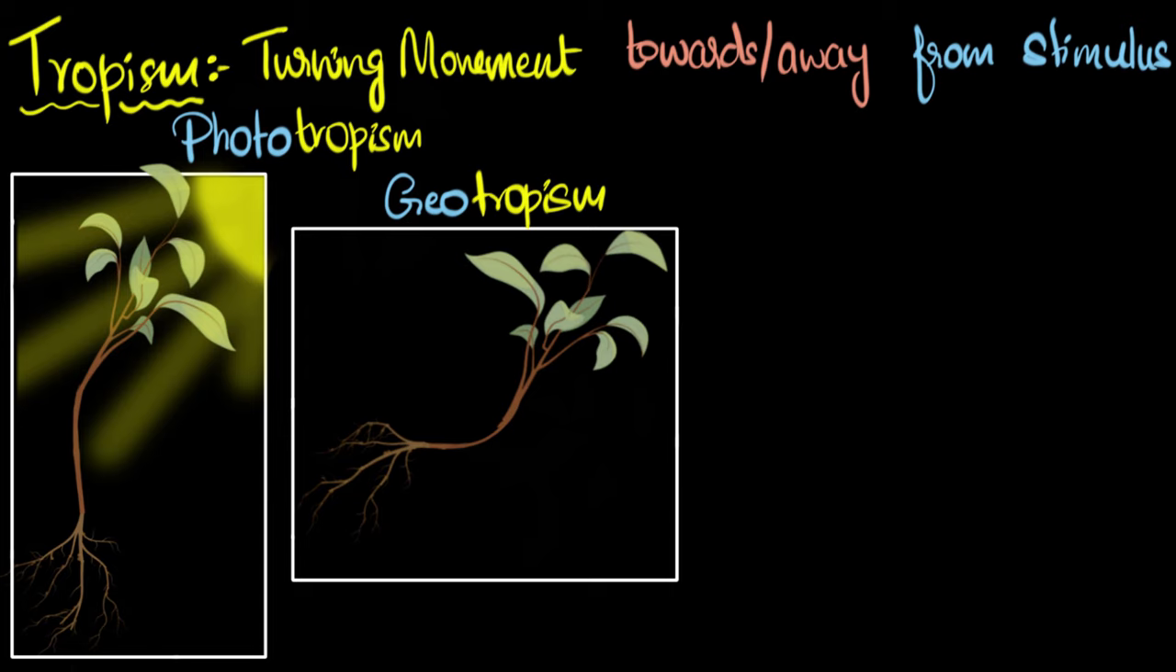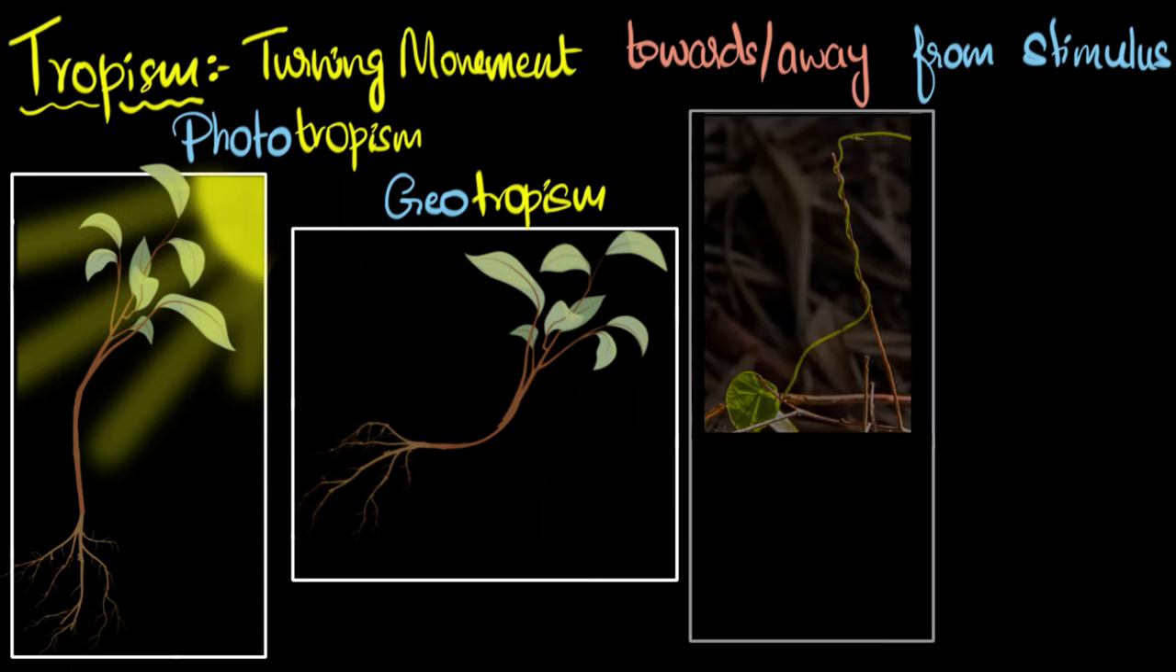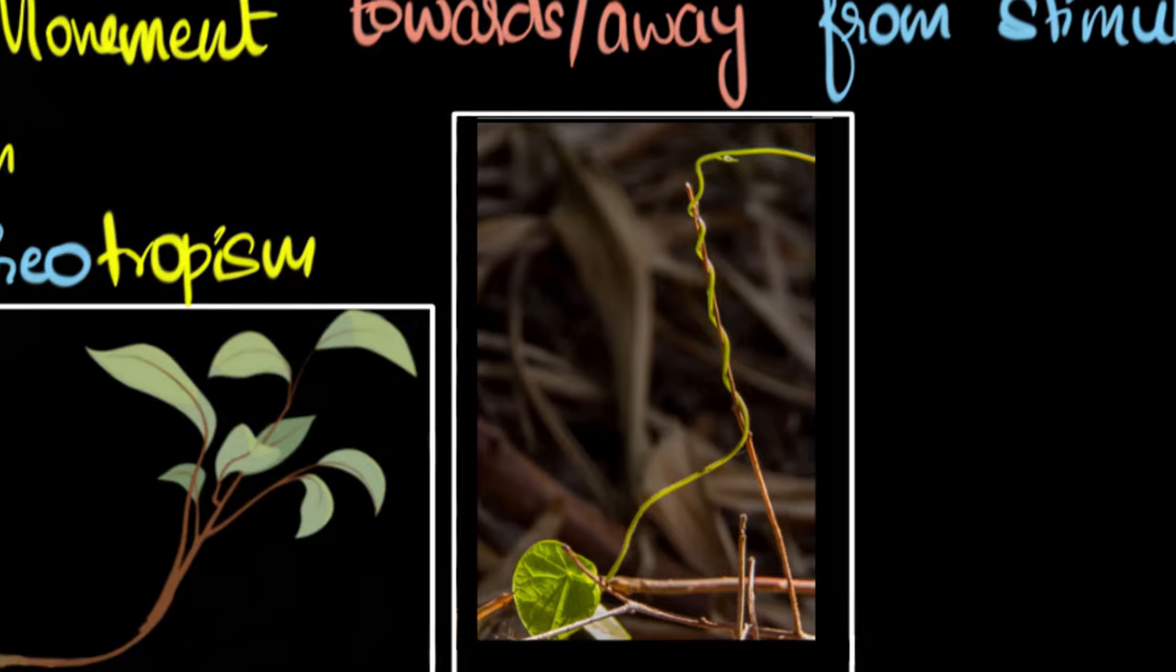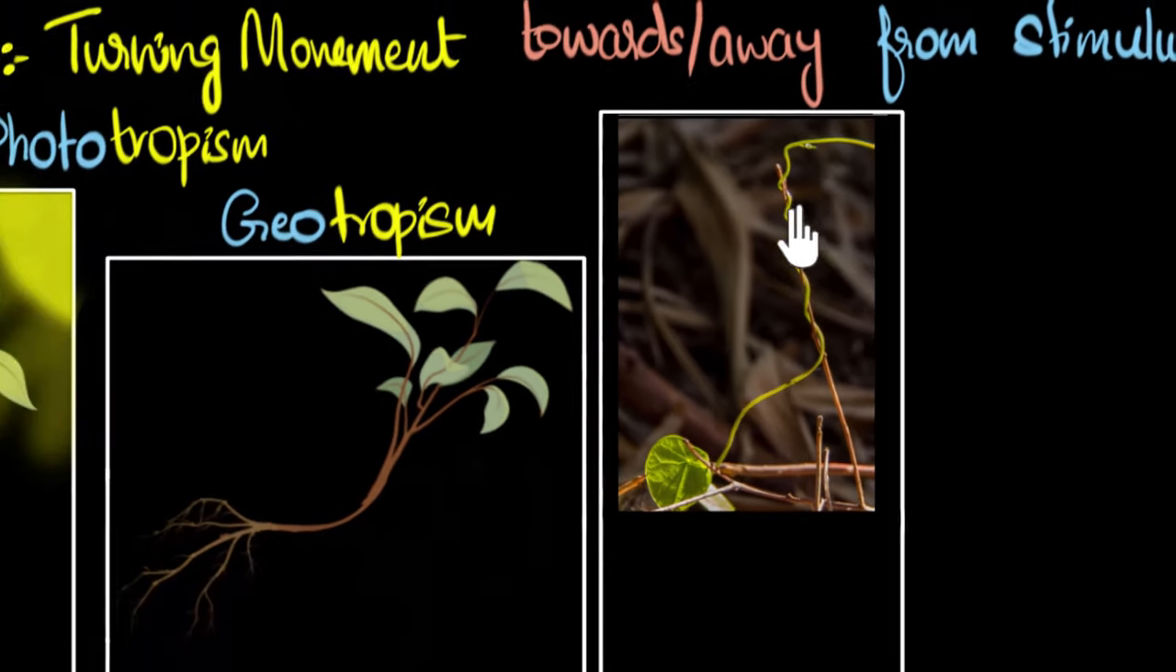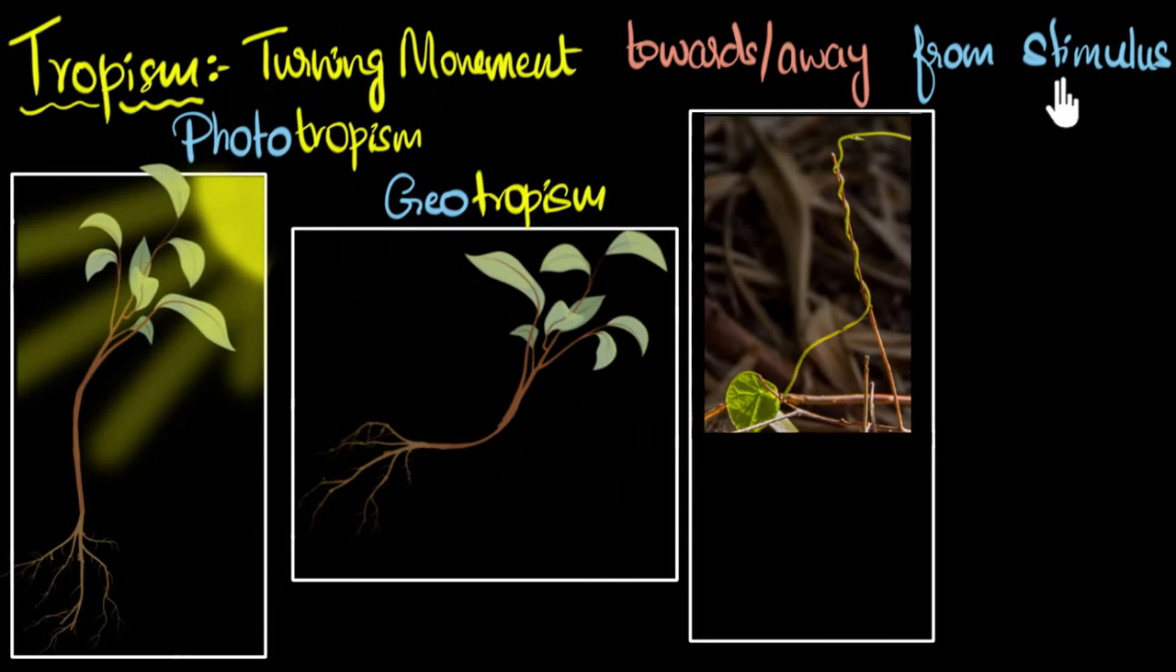All right, let's look at more examples. Check out this creeper plant. What do you see? You see that this creeper is coiling around this stem. This is also a tropic movement, because if we could see this in action, we would have seen things start turning and bending around the stem. But what's the stimulus for this? What do you think? Can you pause the video and think about what is the stimulus? Well, notice until it touched that stem, there was no bending here.